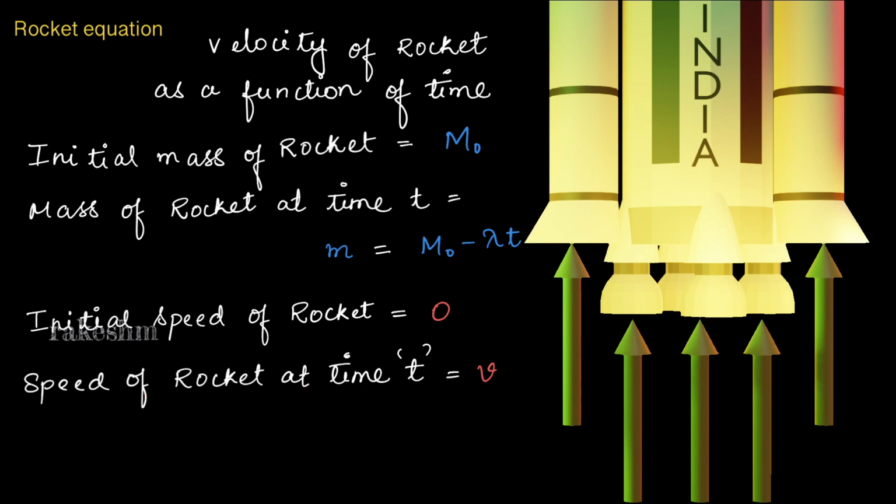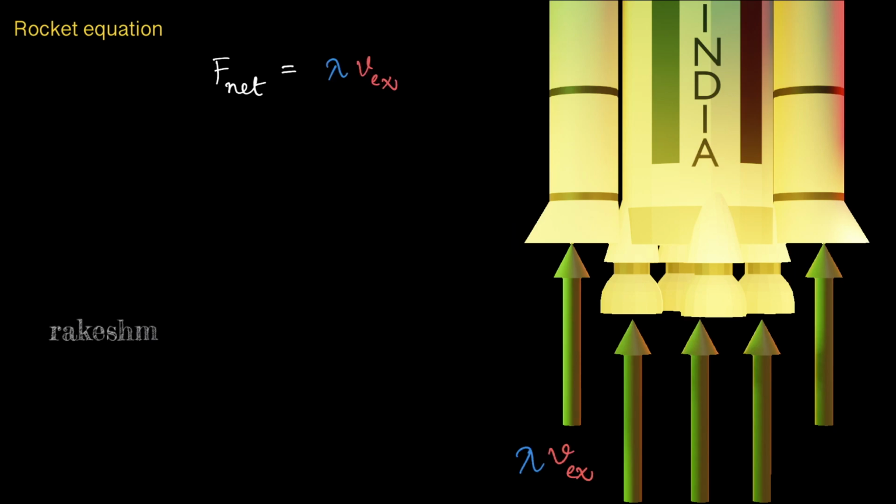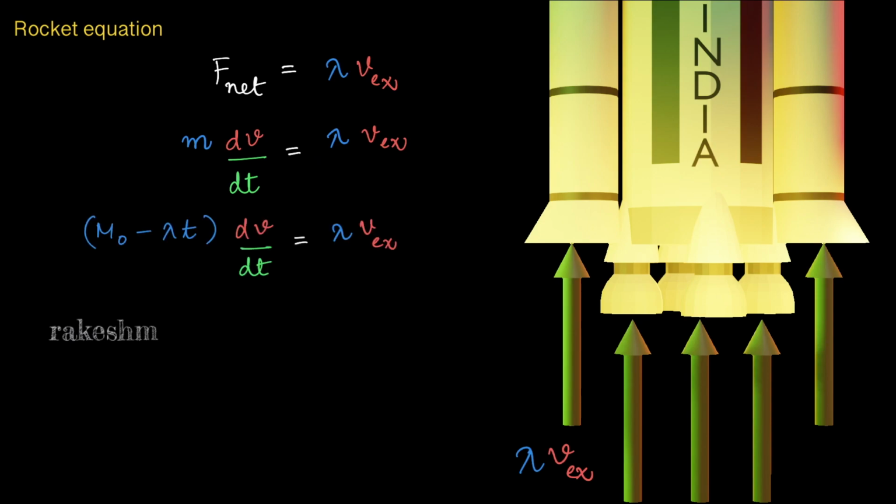and the speed of the rocket at time t is v. Next, the thrust force acting on the rocket equals lambda into v exhaust, and this force acts in the upward direction. So the net force acting on the rocket is lambda into v exhaust in the upward direction. We can write F net as m times dv by dt equals lambda into v exhaust. We can write this mass m at time t as m0 minus lambda t, into dv by dt equals lambda times v exhaust. I will take m0 minus lambda t to the RHS and we get dv equals lambda v exhaust into dt by m0 minus lambda into t.